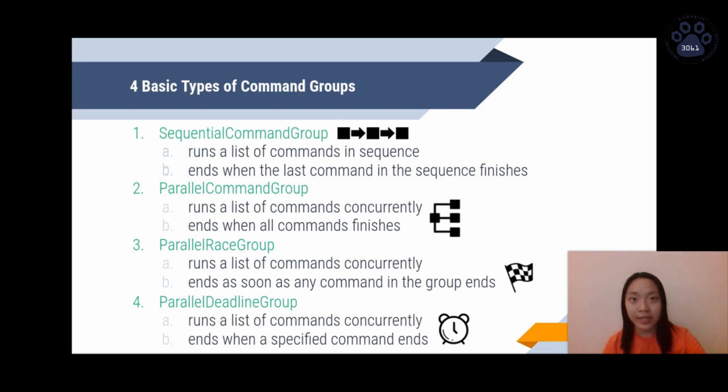Finally, a parallel deadline group also runs a list of commands concurrently. However, a parallel deadline group finishes when a specified command, or the deadline command, ends. Again, all other commands will be interrupted.